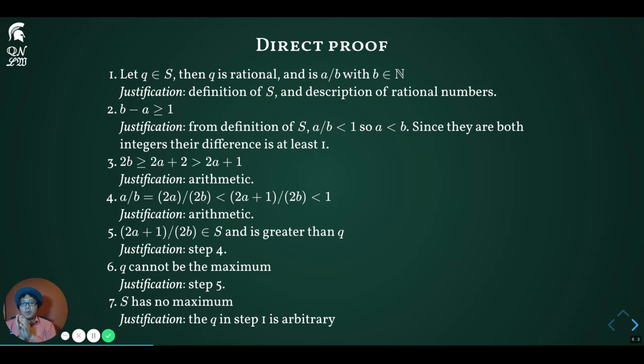So if we divide 2A plus 1 by 2B, we get a rational number that is bigger than Q and less than 1. This number must also belong to the set S, so Q cannot be a maximum of S, and in fact, there can be no maximum of S at all. Notice that the choice of 2A plus 1 over 2B is just one of infinitely many formulas that could work. For instance, another viable choice is to take the average between Q and 1 to get the third rational number.